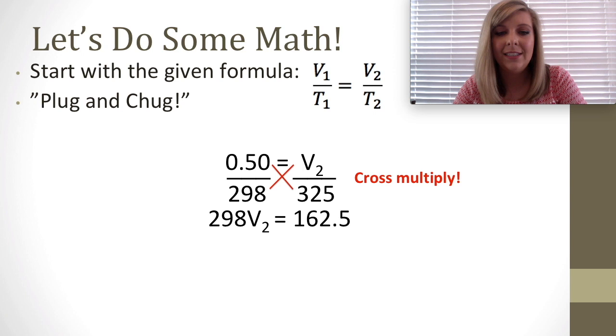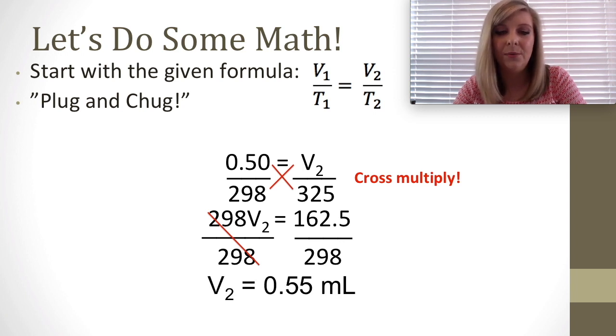I now need to get V2 all by itself. In order to do this, I'm going to divide by 298. When I do this, my 298s with V2 are going to cancel out, and I will be left with 162.5 divided by 298, which means V2 equals 0.55 milliliters.